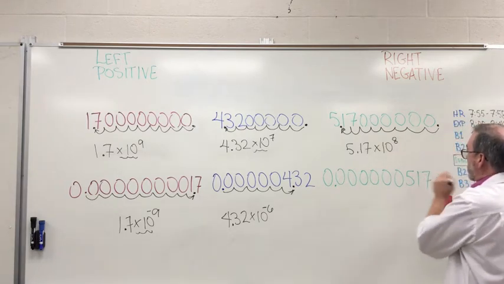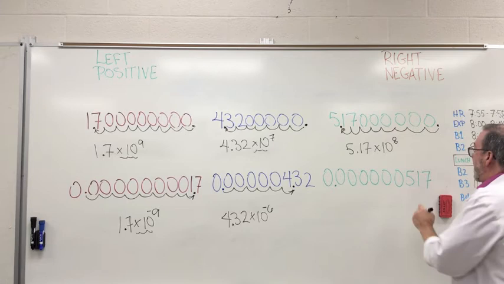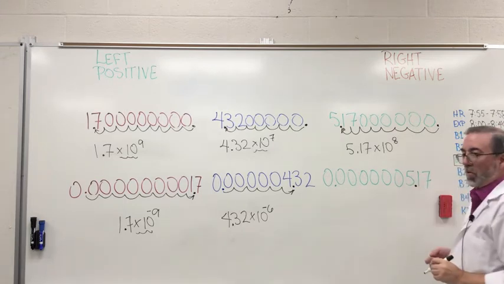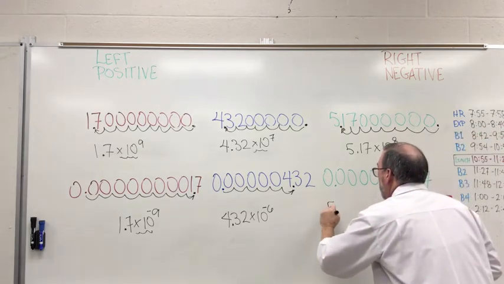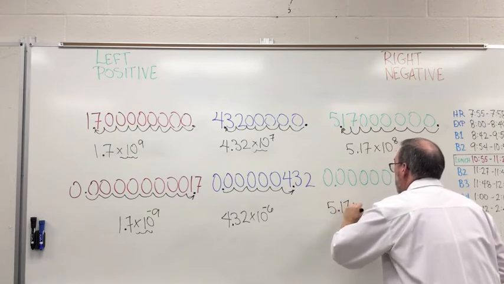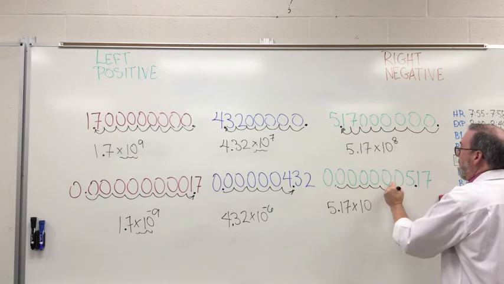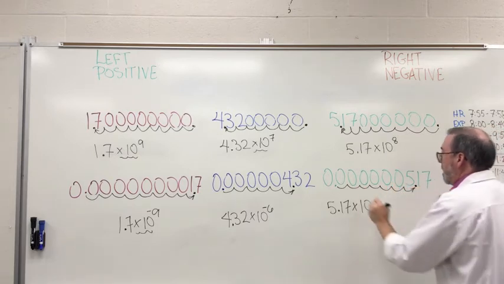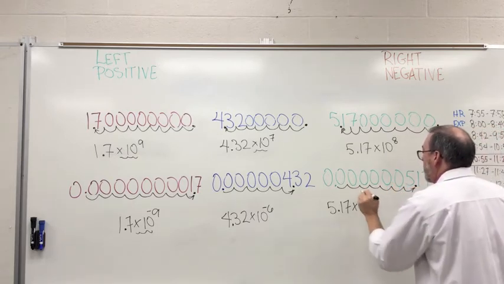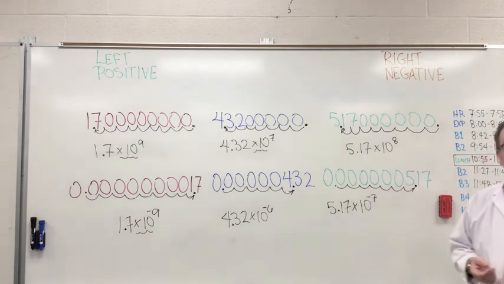So move this decimal over to make a number between 1 and 10. That would be 5.17. So 5.17 times 10. 1, 2, 3, 4, 5, 6, 7. Hopefully that's what you got, because that's the right answer.